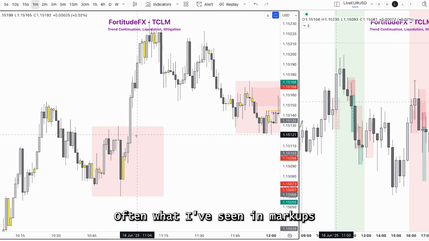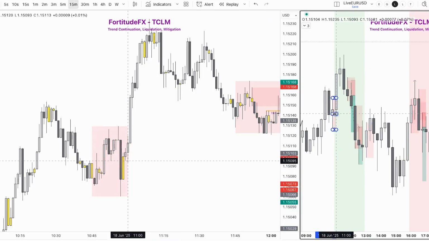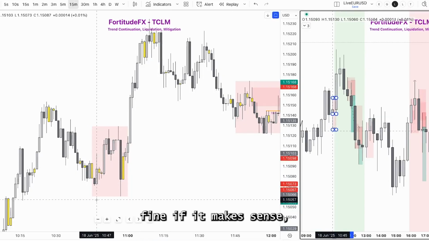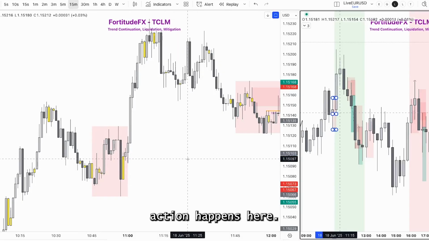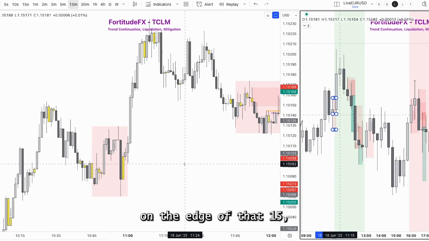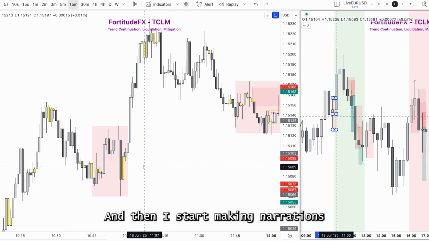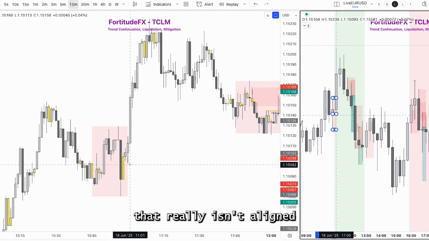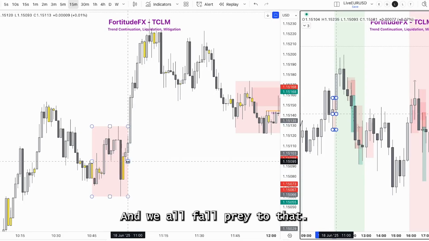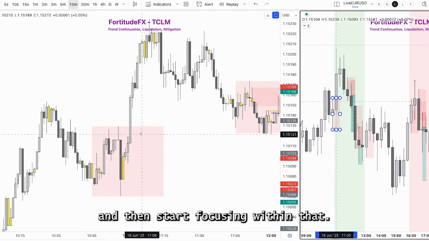Often what I've seen in markups is that people will only do the first candle, and this is fine if it makes sense, but then a lot of price action happens here, and oftentimes I am on the edge of the second 15-minute candle, a new candle has opened up, and then I start making narrations that really aren't aligned with the strategy, and we all fall prey to that. But I would advise to cover both the candles and then start focusing within this.